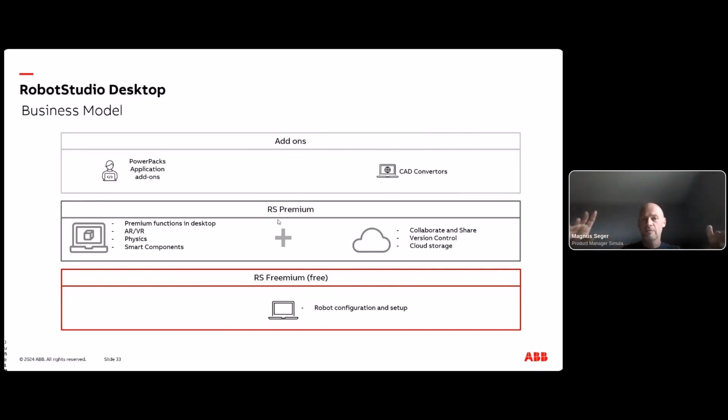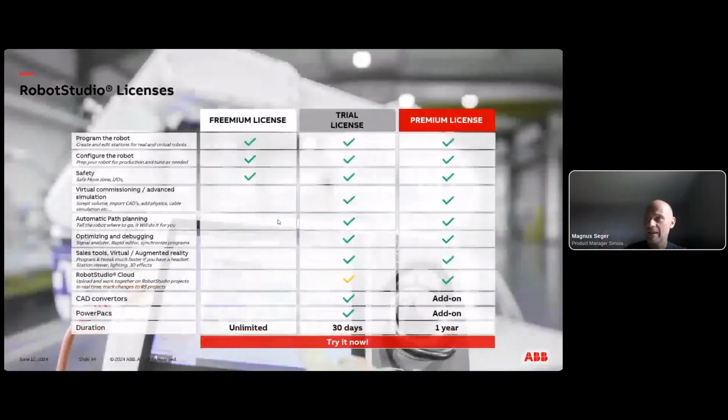And then on top of it, we have power packs and CAD converters. And we will come back to these power packs in a session in the webinar a little bit later on. 3D printing was one of those power packs, but we will come back with a new one a little bit later on. And I have a rough sketch here of what the different licenses contain and the different duration of them. We also have a trial license. If you haven't tried RobotStudio, just download it and you can use it for free for 30 days. The same goes for cloud. You can also use it for free for a while.